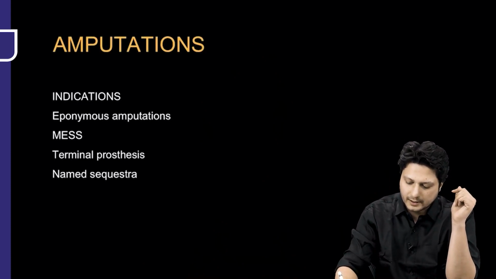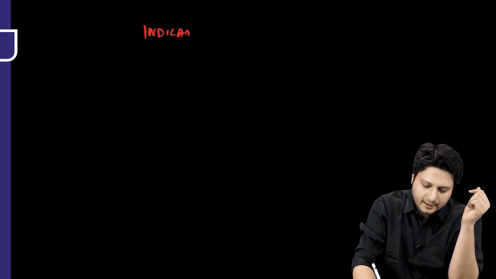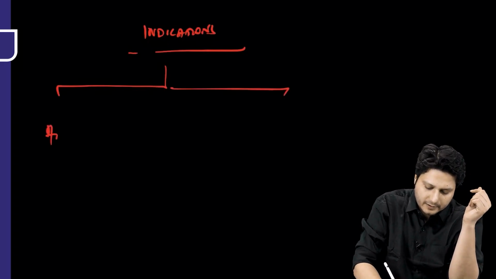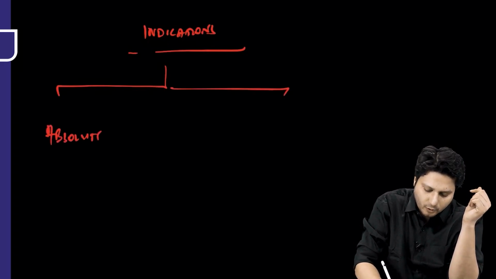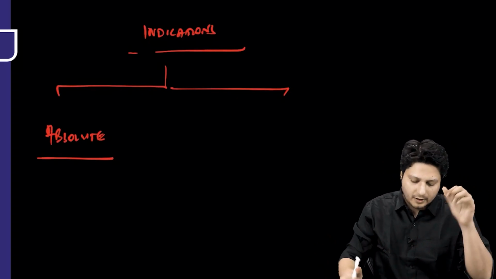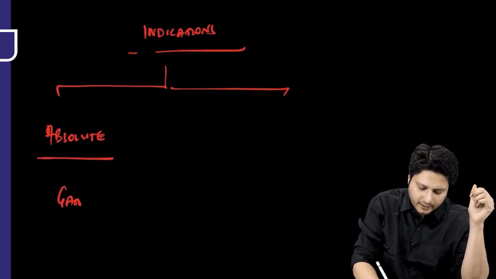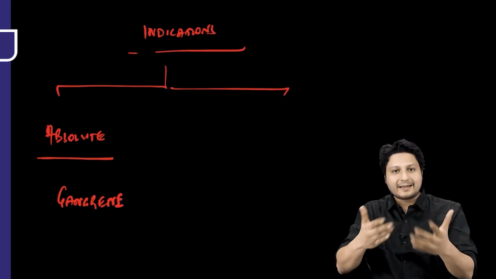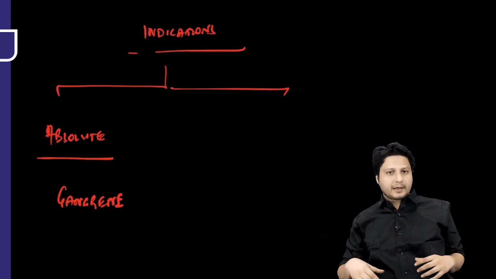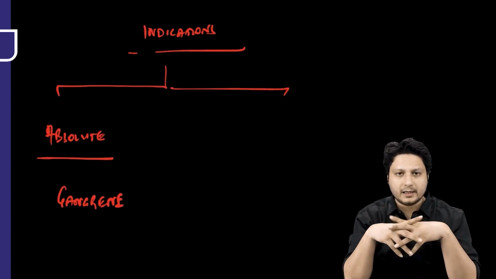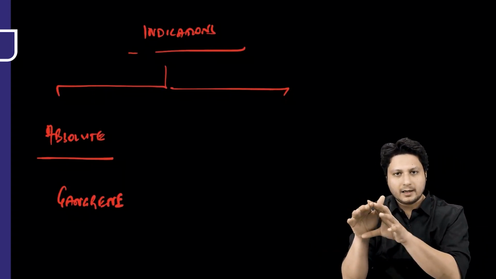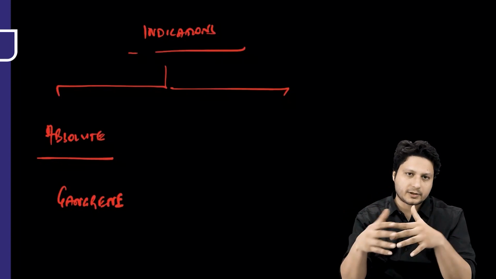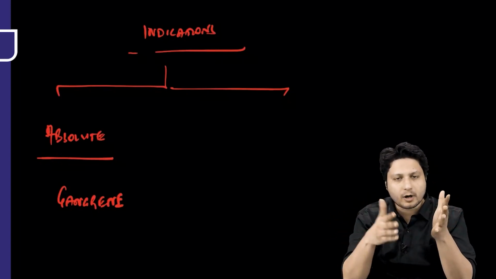Now, if we talk about the indications, they can be categorized into two. One is absolute indication. Absolute means there is no other choice, you have to go for amputation. The absolute indication is gangrene. Be it wet gangrene, dry gangrene, diabetic gangrene, or gangrene from any other reason. If the gangrene has set in, it is considered the absolute indication that you have to remove that limb or a part of the limb.